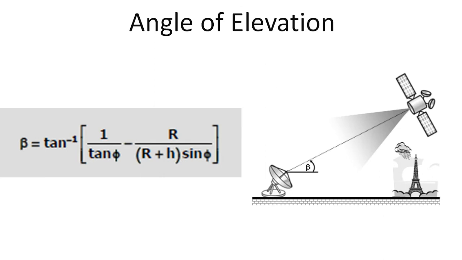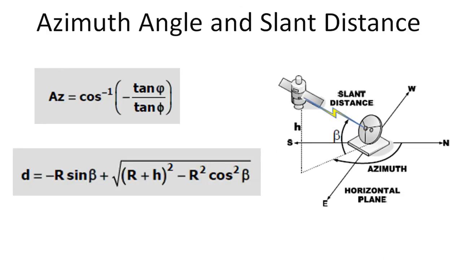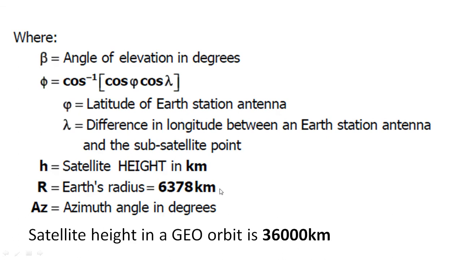So, let's proceed. Azimuth angle and the slant distance. The azimuth angle is cosine to the negative 1 ng negative tangent psi divided by tangent phi. And the slant distance is negative r sine beta plus square root of r plus h squared minus r squared cosine squared beta. Okay, so ito yung figure natin na i-illustrate kung alin ba dyan yung slant distance and yung azimuth angle natin. Okay? So, ito yung mga variables natin.